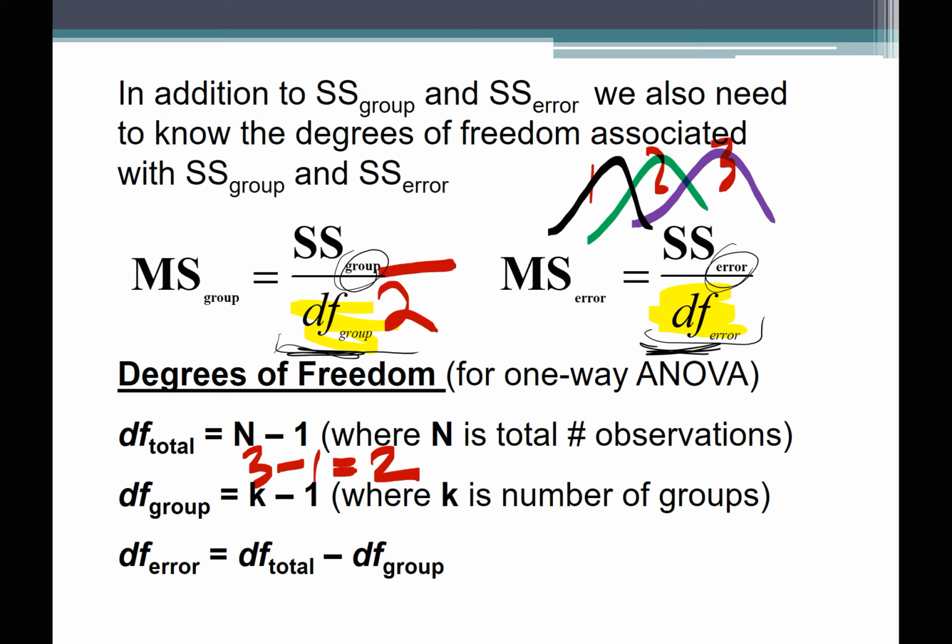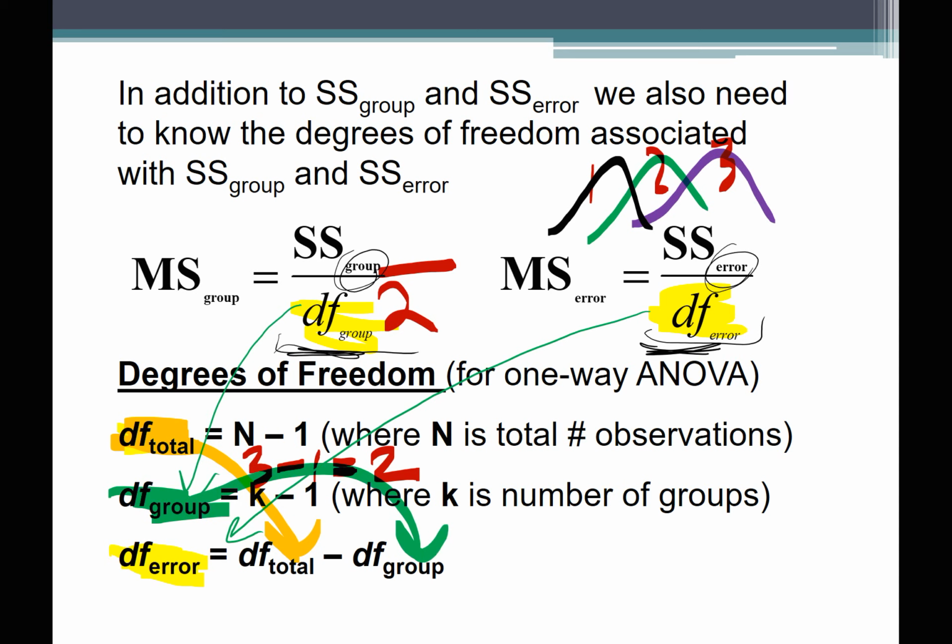Now here we see, this is the other thing we are looking for, right? Here's our degrees of freedom for group. This is our degrees of freedom for error. So to get this, we take degrees of freedom total here, plug that in. Then we take our degrees of freedom for group, plug that in, and that's how we get degrees of freedom for error.